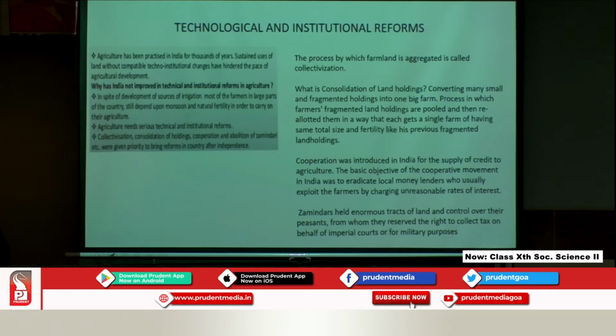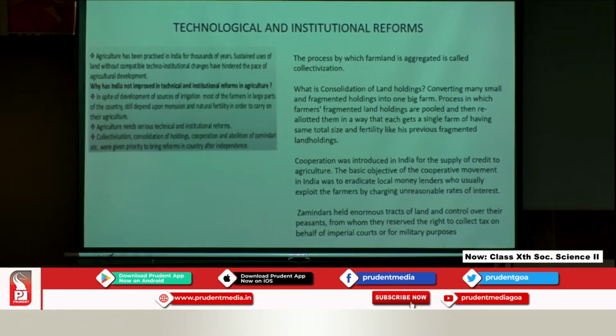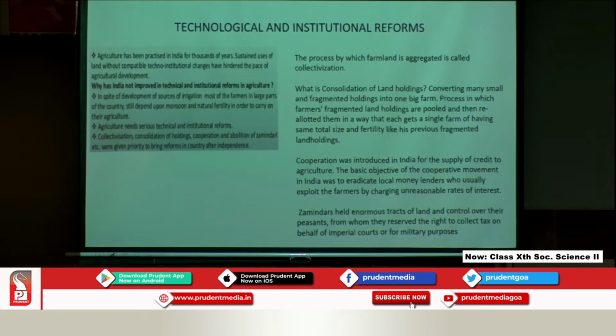The basic objective of this cooperative movement in India was to eradicate the local money lender who usually exploits the farmers by charging them unreasonable rates of interest. Once the government stepped in to make the cooperative movement more active, we see that farmers stood to benefit. But this needs to reach out, seep into the poorest of the poor farmers.